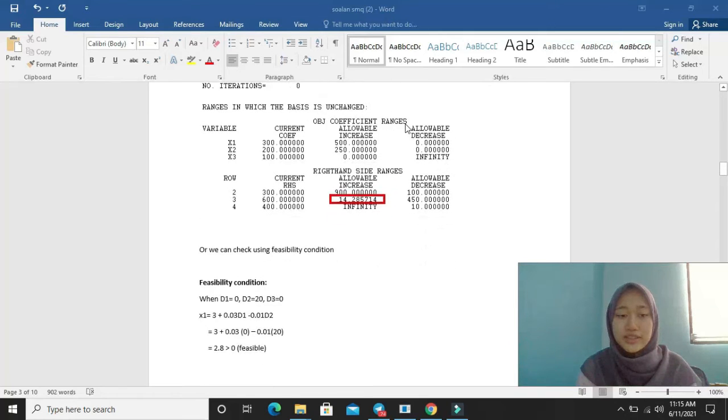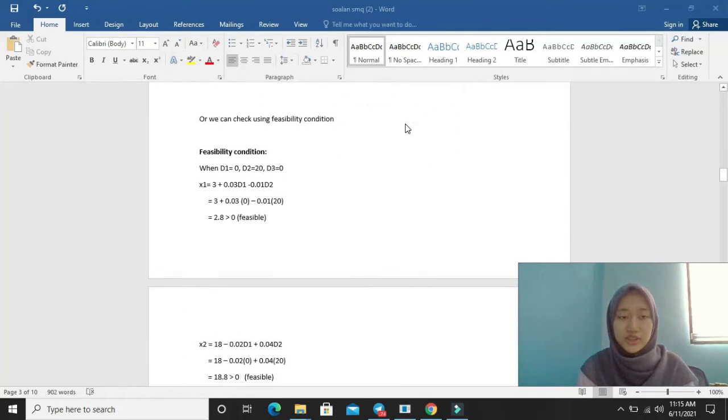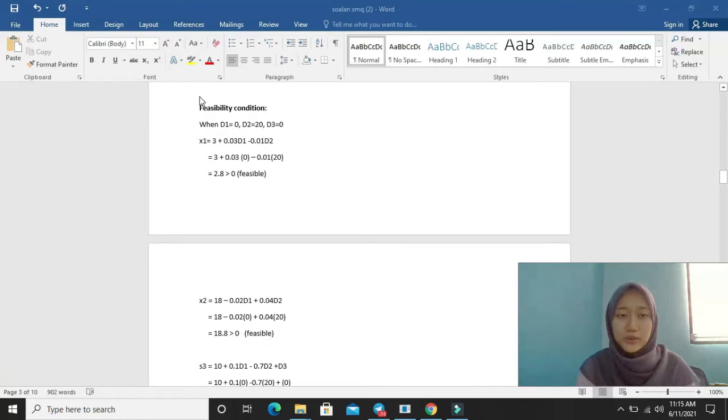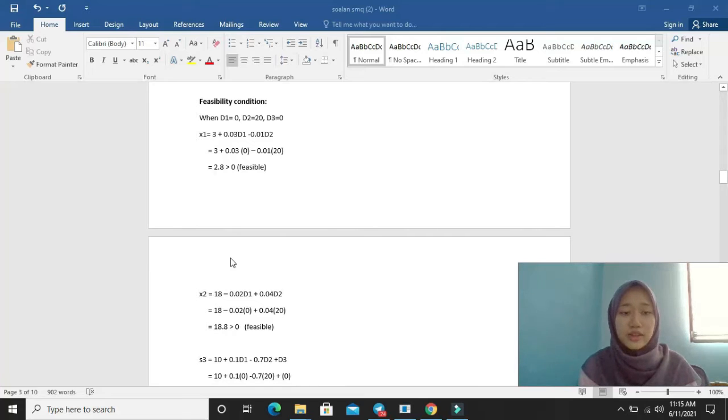We also can check the feasibility condition by using manual calculation. As usual, we let D1 equal to 0, D2 equal to 20, D3 equal to 0, and we substitute the values of D1, D2, and D3 into the equations for all BVs, which are x1, x2, and s3. For x1, we substitute the values of D1 and D2, and we obtain x1 is 2.8, which is greater than 0, so it is feasible.